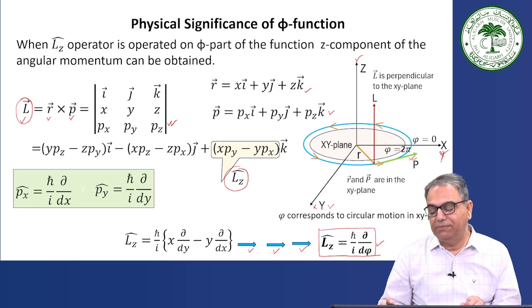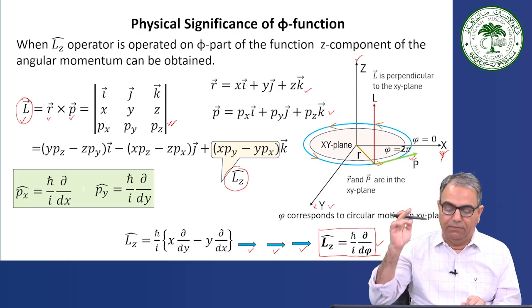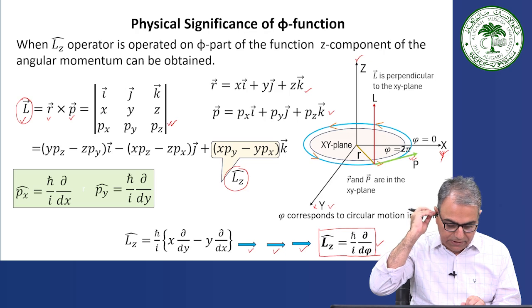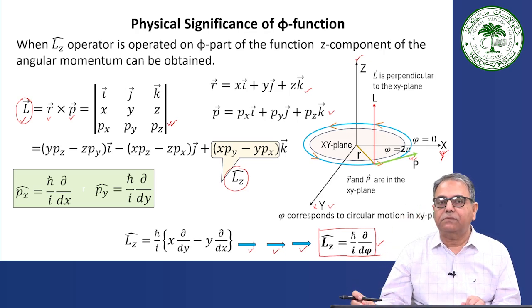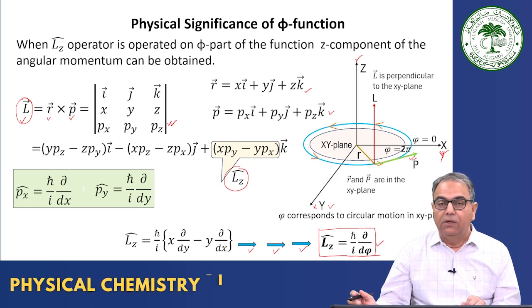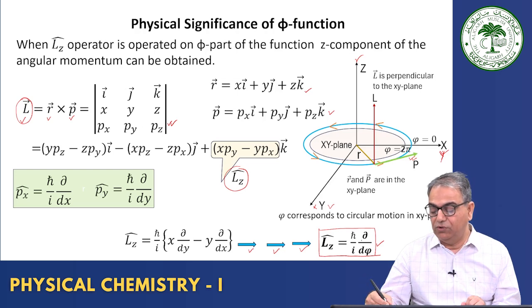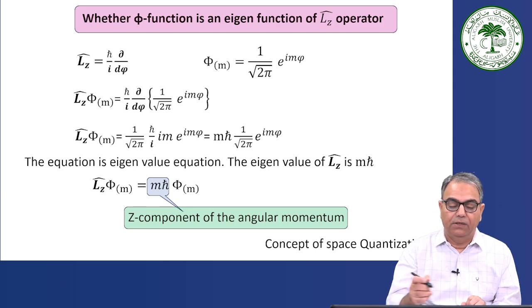It's exactly the same thing which we did in the case of the Px operator. Px was what? Minus i h cross d by dx, or h cross by i d by dx. And here also you have Lz equal to h cross by i d by d phi. So if you use this particular operator, then what do you do?